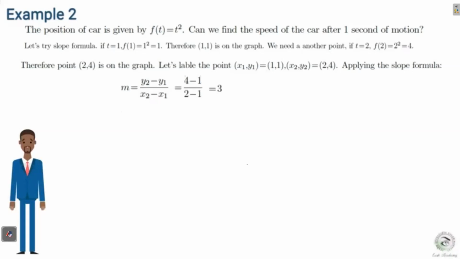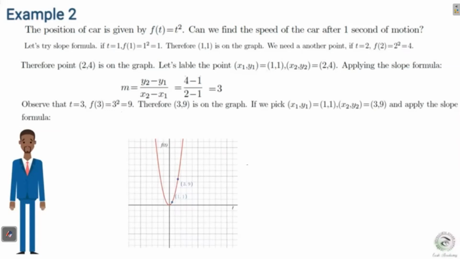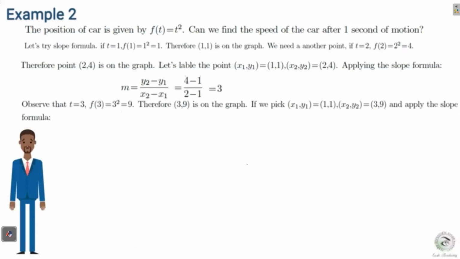Observe that if t equals 3, then f(3) is equal to 9. Therefore, (3, 9) is on the graph. If we pick (x1, y1) equals (1, 1) and (x2, y2) equals (3, 9), and apply the slope formula, we get a slope of 4. Here we get 2 candidates for the slope at t equals 1, but the car should have only 1 speed at t equals 1. How do we know the correct one?